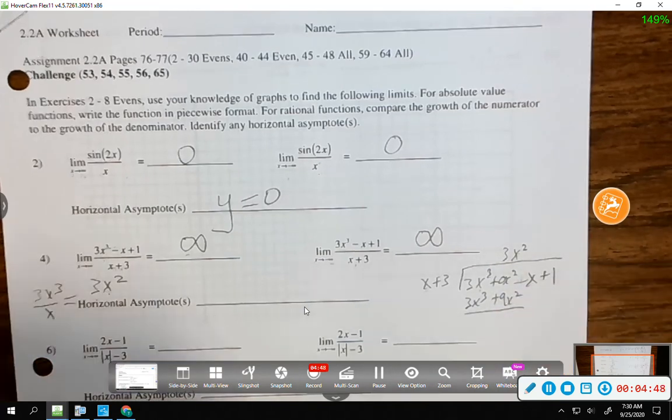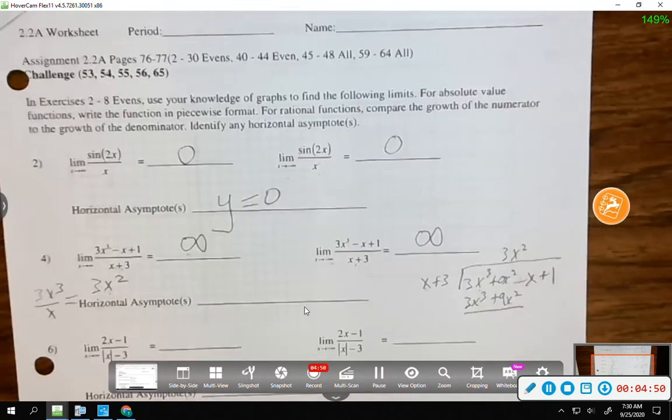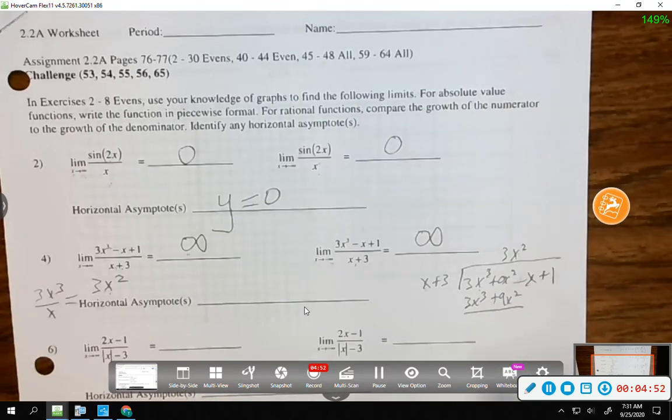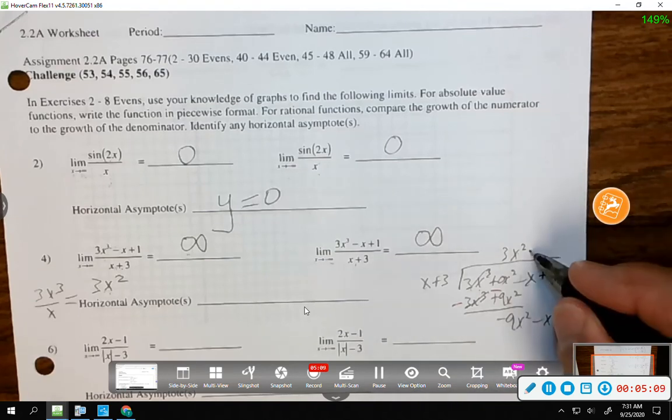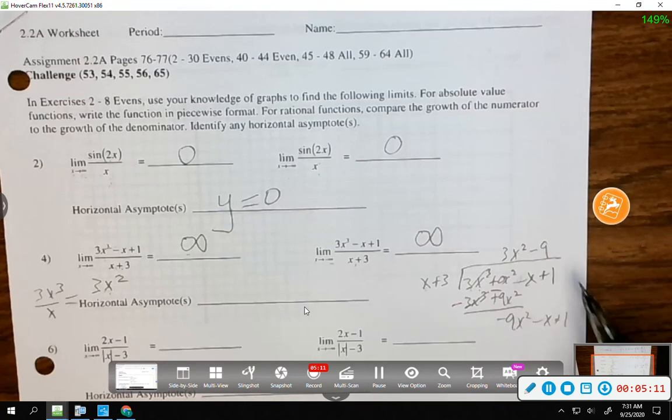And remember, I never say subtract. I always say change the signs and add. So I'm going to make that a negative, and then I can add them up. These cancel. Negative 9x squared minus x plus 1. What do I have to multiply x by in order to get a negative 9x squared? A negative 9. That's going to give me negative 9x squared.